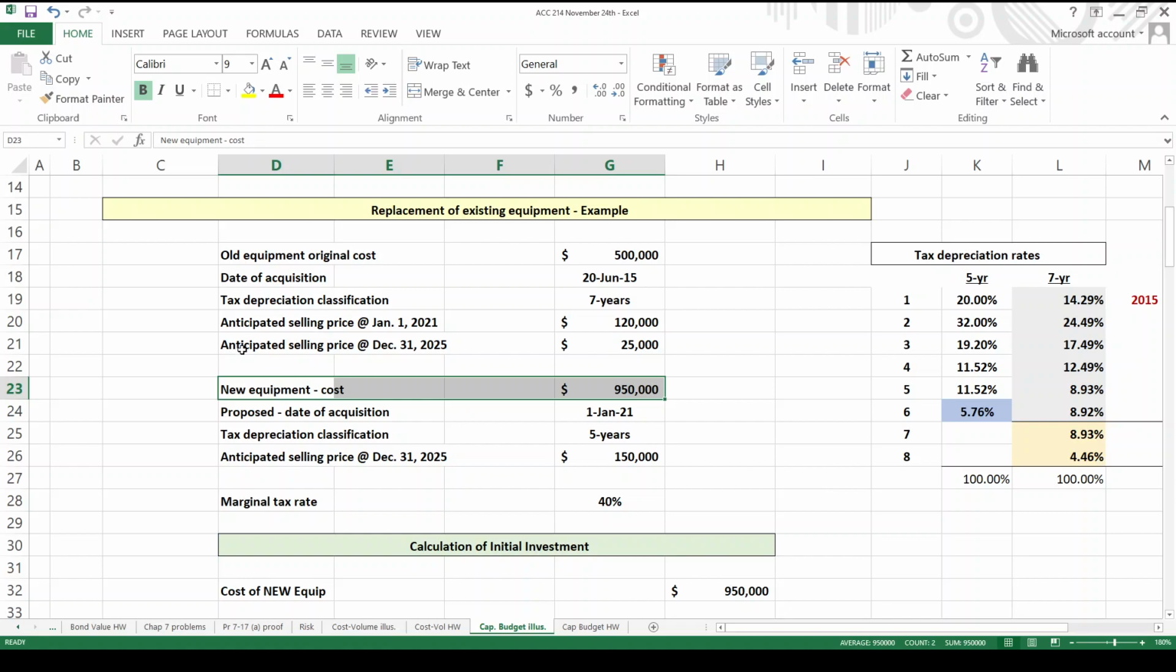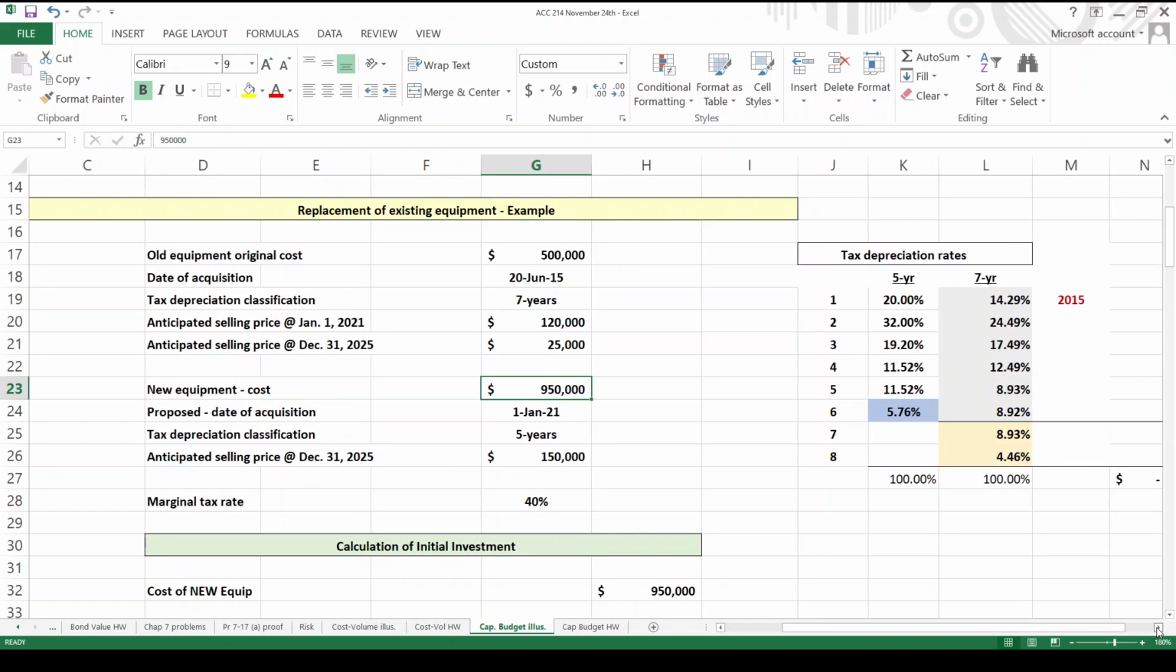So the assumption is here that January 1, 2001, we're going to sell the equipment for $120,000. We're going to sell the old equipment. We're going to take whatever the after-tax proceeds are and subtract them from the 950. That's how much money we're going to be out day one. Now, in order to figure out what the after-tax proceeds are, we have to figure out what the tax basis is of the old equipment.